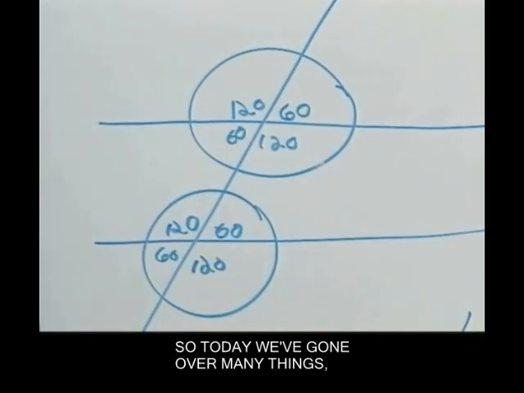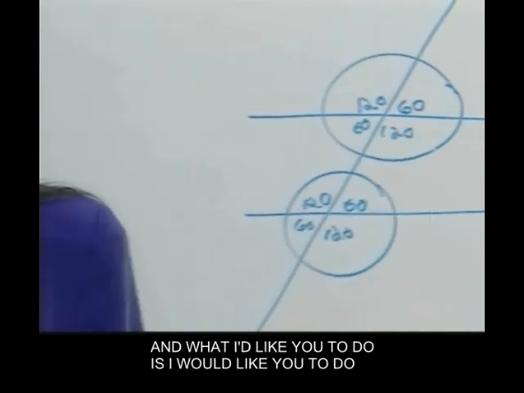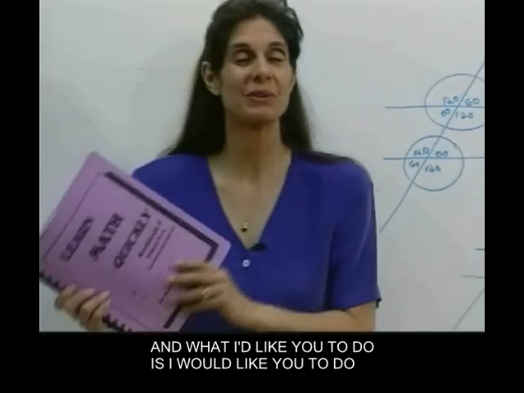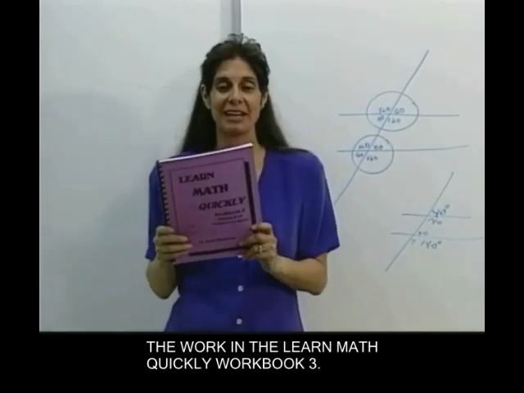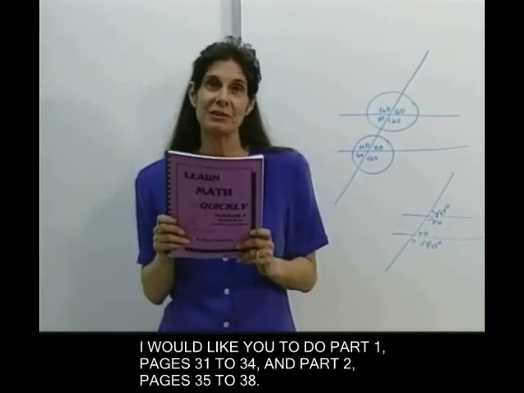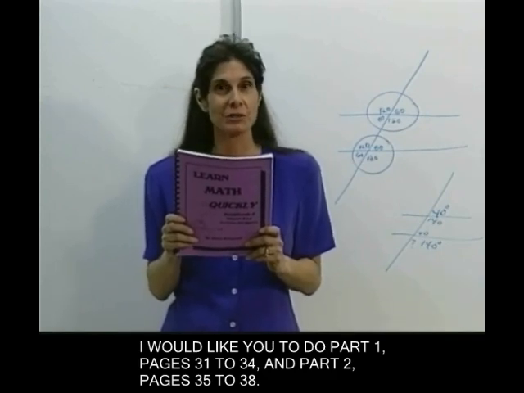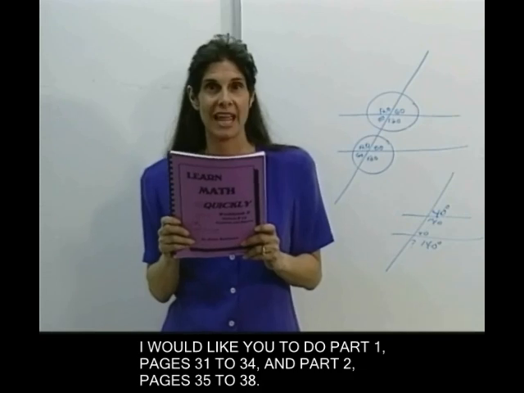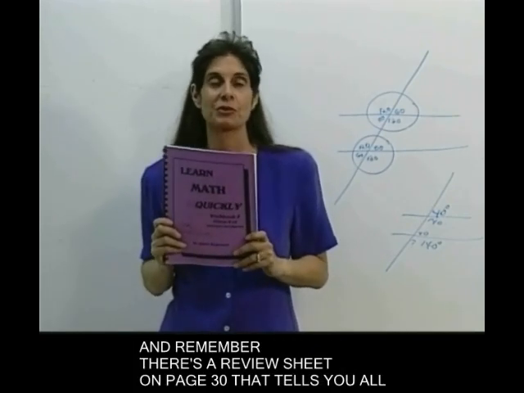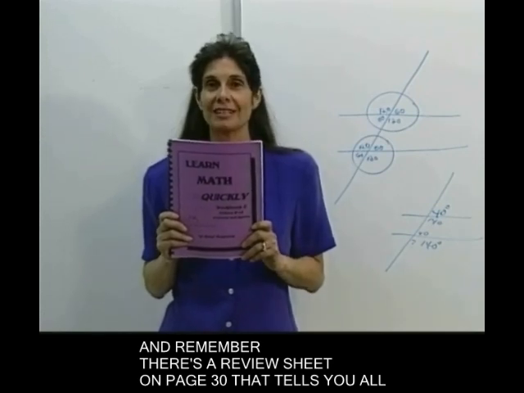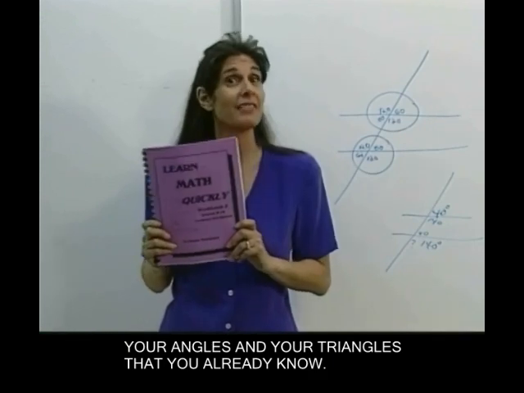So today we've gone over many things, and what I'd like you to do is do the work in the Learn Math Quickly Workbook 3. I would like you to do Part 1, pages 31 to 34, and Part 2, pages 35 to 38. Also take a look at Test 1 and Test 2, and remember there's a review sheet on page 30 that tells you all your angles and your triangles that you already know.